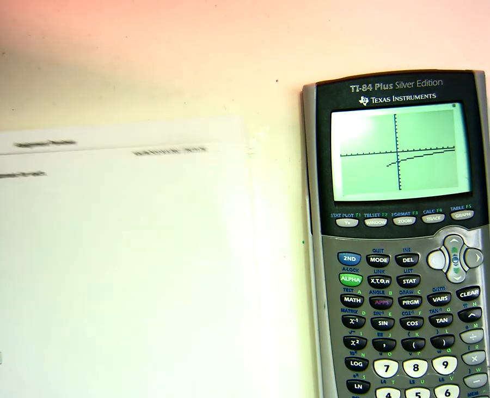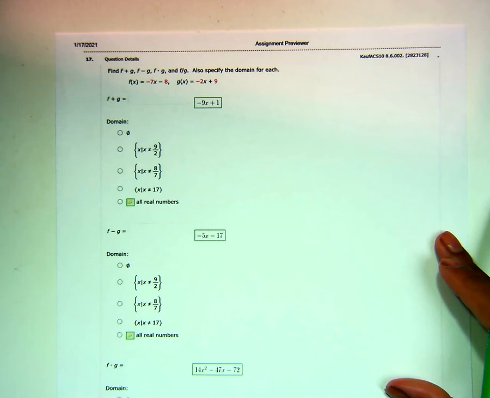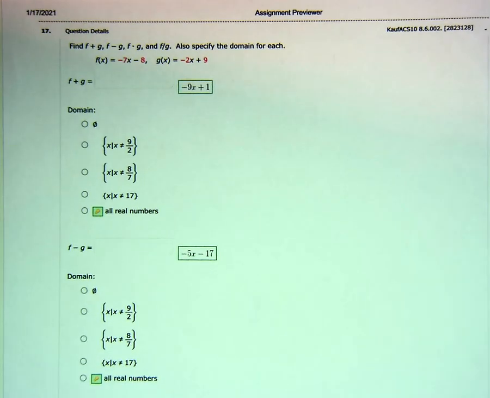We have some more that are dealing with functions of functions. So these are a little bit complicated because now we're not pertaining to graphs. Now we're pertaining to how to substitute some stuff in.